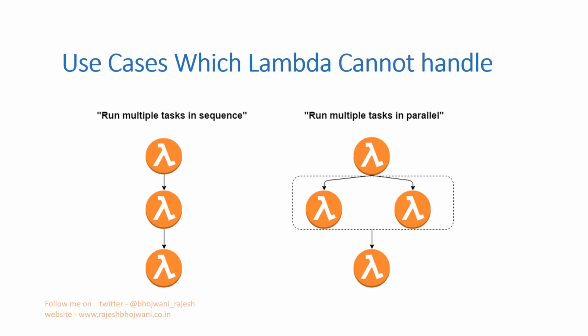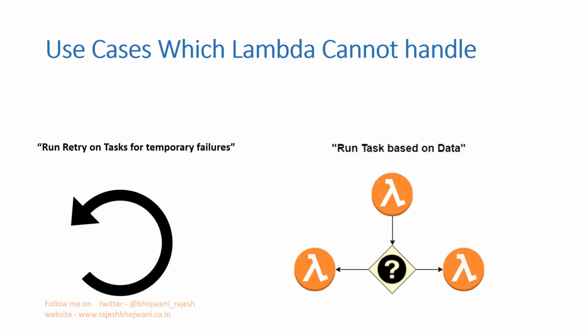If we talk about another use case, let's suppose you want to run tasks in parallel and then use the outcome of those parallel tasks as input to another task and then execute it. That is also very difficult if you don't have an orchestration system around it which can collaborate all the inputs and outputs and coordinate all those tasks.